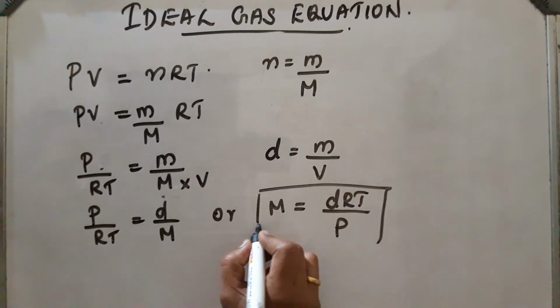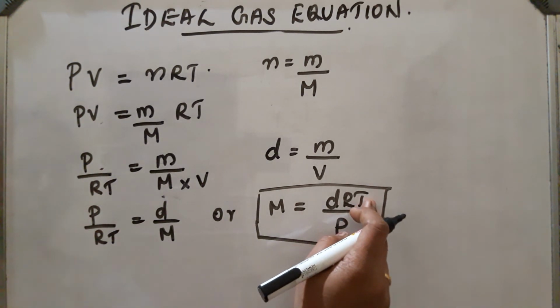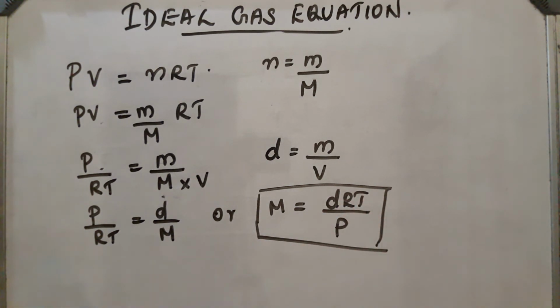So this is another relation. Using this relation we can find the molar mass of the gas. If density d, universal gas constant R, temperature T and pressure P are known, we can find the molar mass of the substance, the gas.